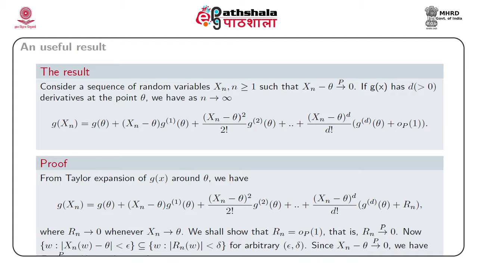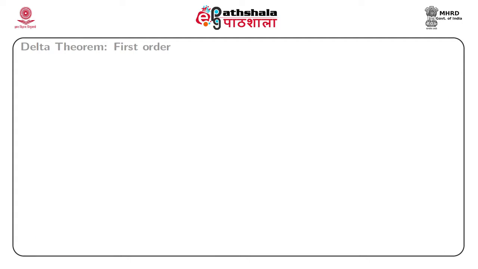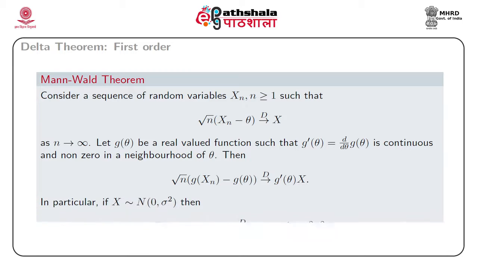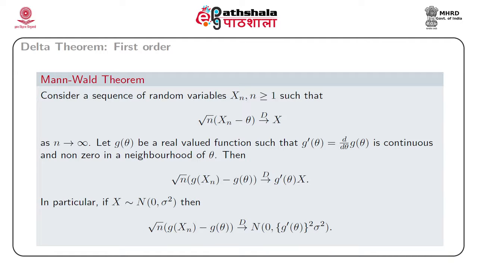Now we are in a position to describe our delta theorem of first order. This particular result is known as the Mann-Wald theorem. Consider a sequence of random variables Xn such that square root of n times (Xn minus theta) converges in distribution to X. Let g be a real-valued function such that the first derivative of g is continuous and non-zero in a neighborhood of theta. Then square root of n times (g(Xn) minus g(theta)) converges in distribution to a random variable which is the first derivative of g at theta multiplied by X.